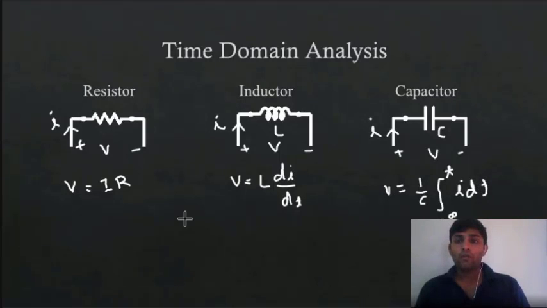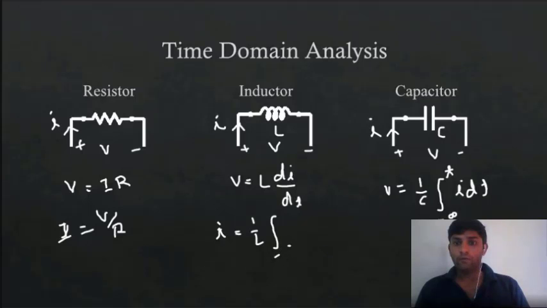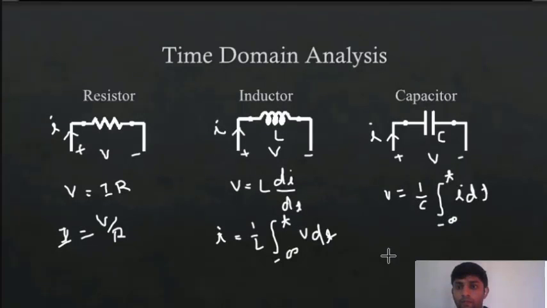Now if we talk about the current, the current in the resistor is having no problem; the current will be given by V by R. That's very simple. And the current in the inductor is given by 1 by L, again the integration from minus infinity to t, of V dt. And the current across the capacitor is given by I equals C dV by dt.